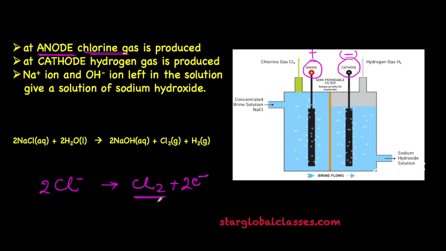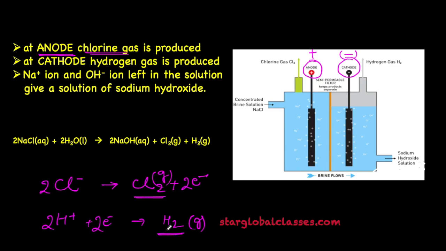At the cathode, hydrogen gas is formed. The hydrogen ion will take an electron to form hydrogen gas. So the hydrogen ion takes an electron and changes to hydrogen. 2 hydrogen ions take 2 electrons and form H2 gas. So Cl2 gas and hydrogen gas are formed.